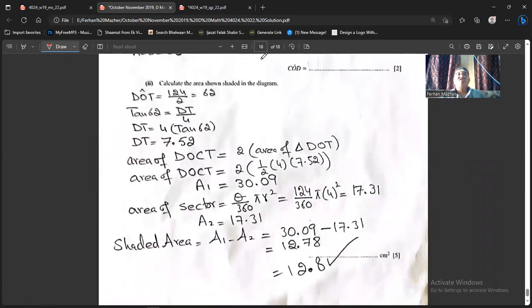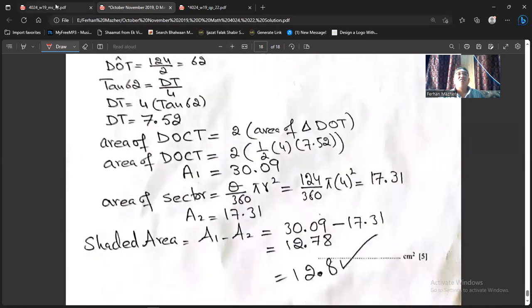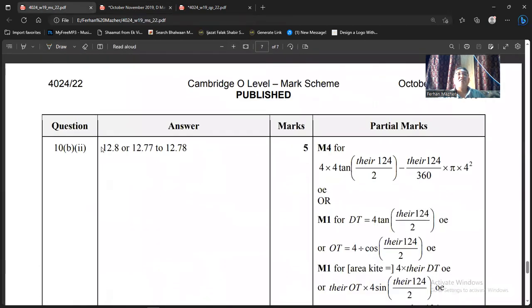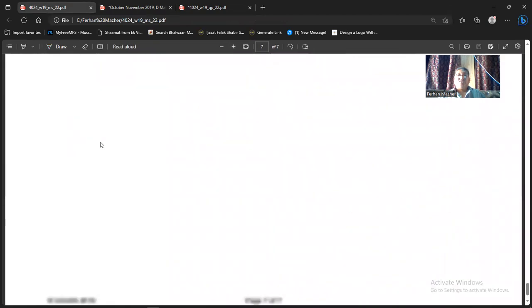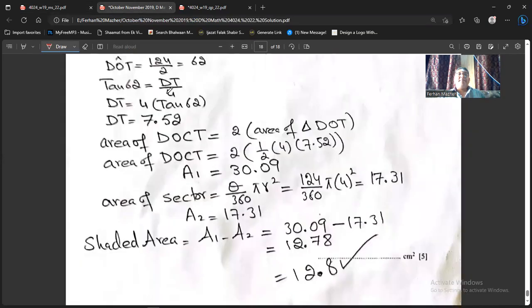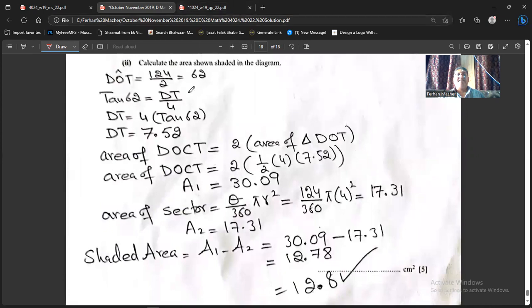So this is how this is done. And I hope you understand. 12.8 is the answer, sir. And 12.8 is the right answer, sir. Okay, so this is the solution of that part. I hope you understand this.